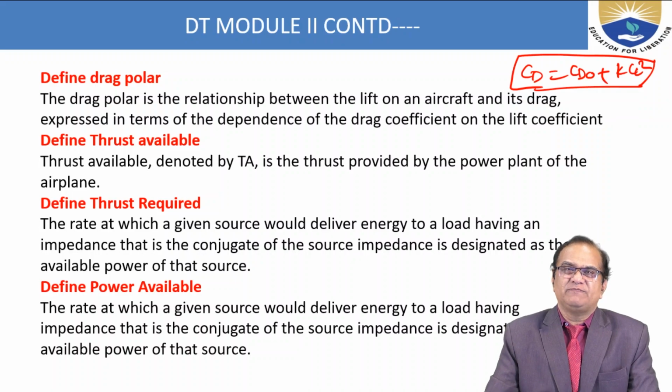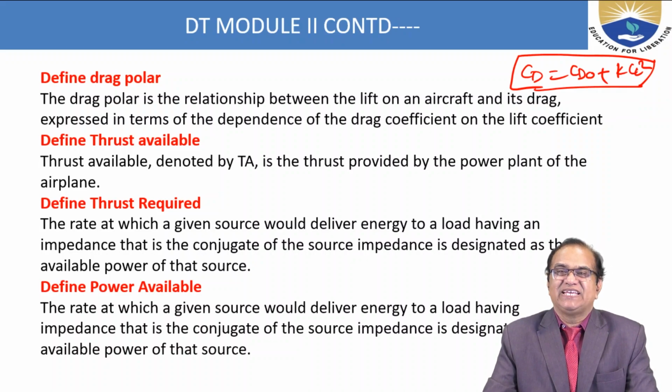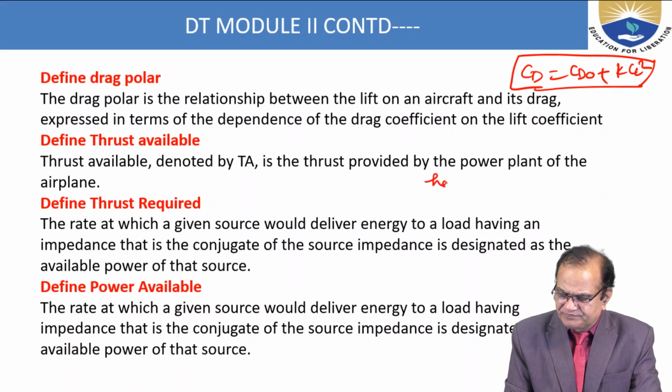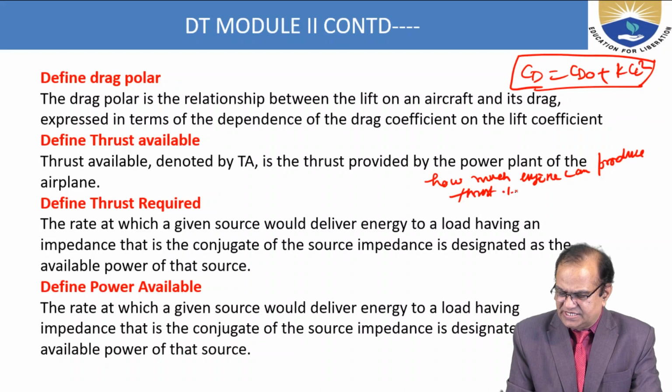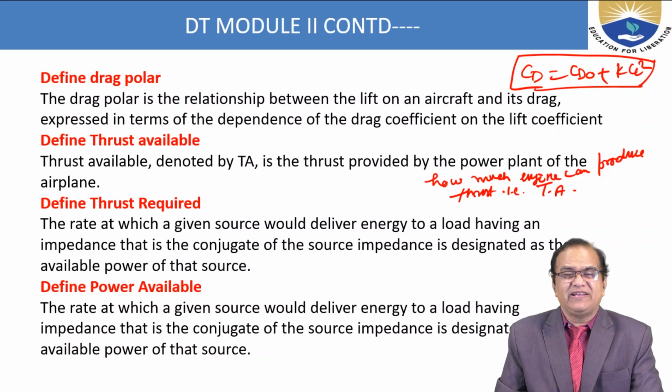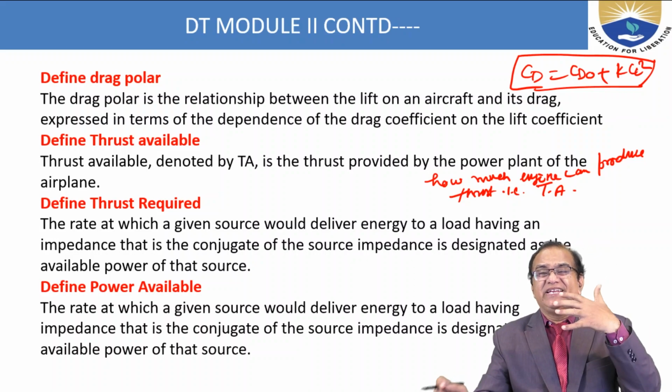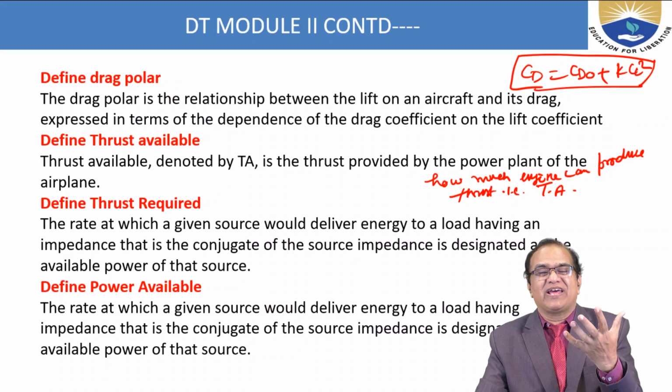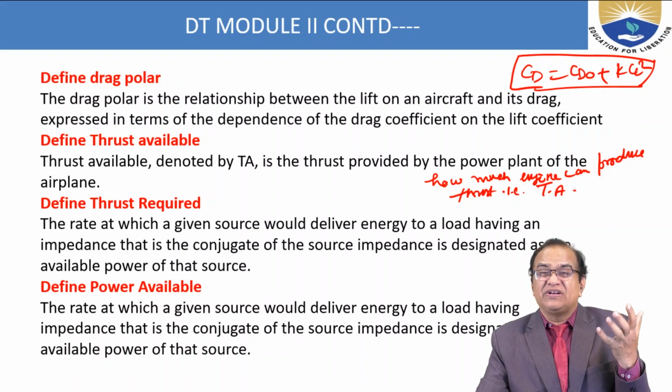Define the thrust available. Thrust available, denoted by TA, is the thrust provided by the power plant of the engine. So how much thrust can the engine produce? That is thrust available. Define the thrust required. The thrust required depends upon the drag. How much drag your aircraft has. That is called the thrust required. The force used to counter only the drag is called the thrust required.